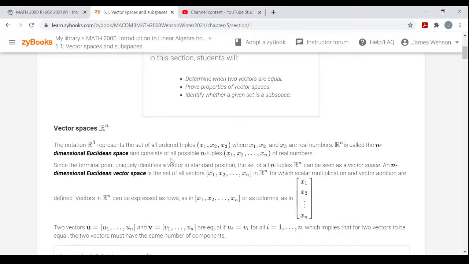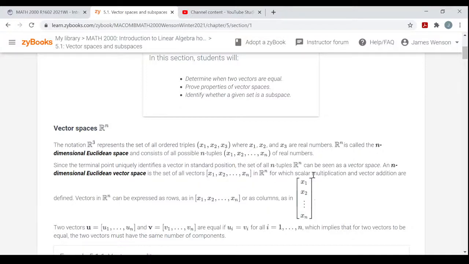And it consists of all possible n-tuples. Again, vectors. We're going to write these as vectors in a second, with the brackets. Vectors with n components, and each component is a real number. All right. Since the terminal point uniquely identifies a vector in standard position, the set of all n-tuples Rn can also be seen as a vector space. An n-dimensional Euclidean vector space is the set of all vectors with n components, and each component is a real number. So pretty much the same thing.